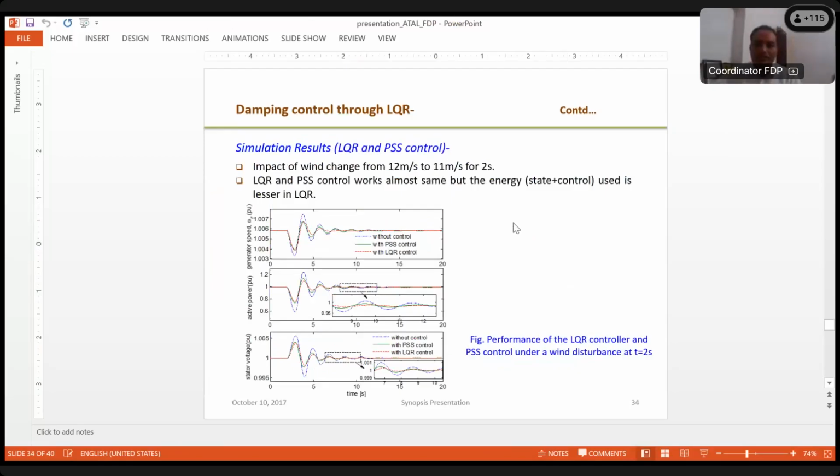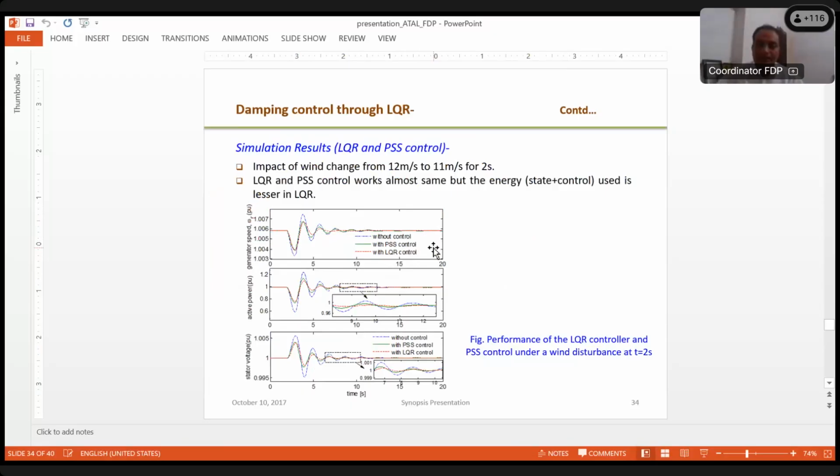Then here you can see that without control there are more oscillations, the blue one, while if you put in the PSS control, which is very conventional, it damps the oscillations, but only to some extent. While if you are having the linear quadratic regulator, it damps the oscillation more, as well as with a lesser amount of energy, since the concept behind the design of this LQR controller is the minimum use of energy. So there are two benefits.